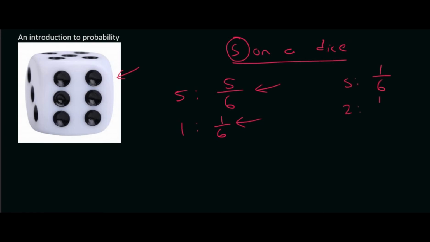Your chances of rolling a 2 is also only 1 out of 6. A 3, a 4, a 6, and a 1. We can't say that the chances of rolling a 5 is 5 out of 6. That is not correct. Okay, so just watch out for that.